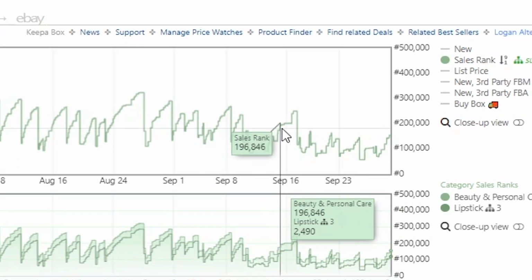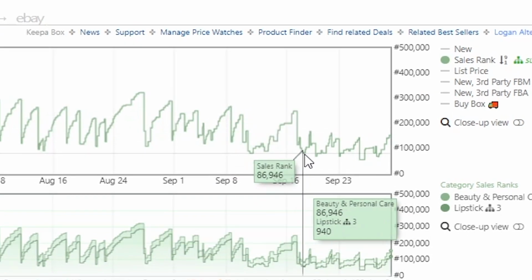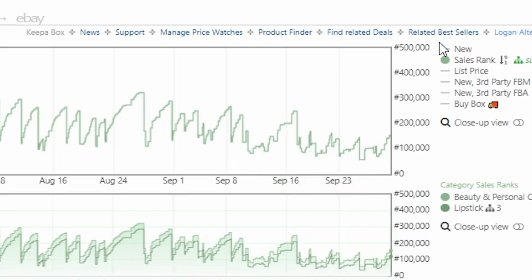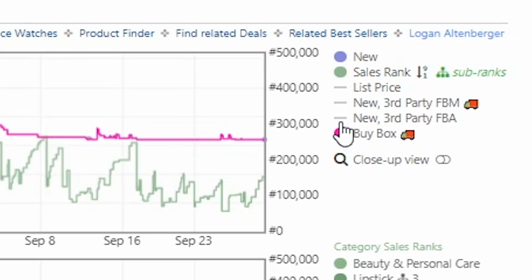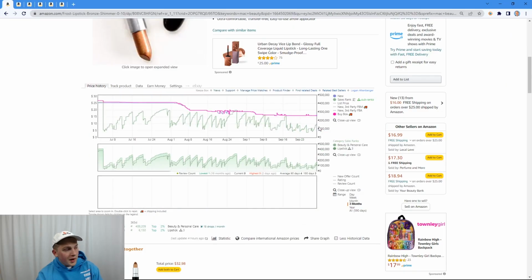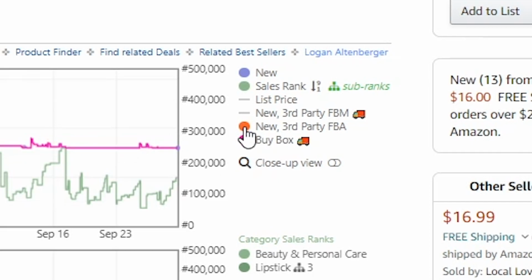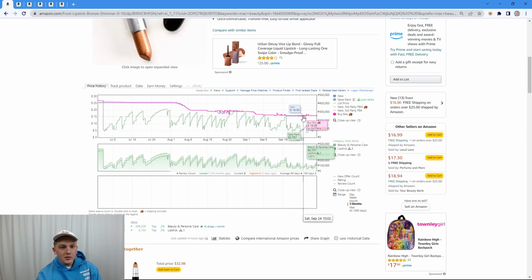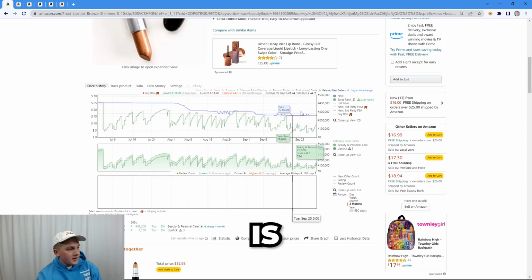And every time this green line goes down, that means at least one sale has happened. So right there, a sale happened, right there, a sale happened, and so on. Next up, we're going to be using this to gauge price. I like to toggle on buy box, new, and then if there is no buy box in the event where it's suppressed, then I'll toggle on third-party FBA. But here we have this pink line, which means that we have a buy box. So the pink line is the buy box, and then the blue line is the new price.